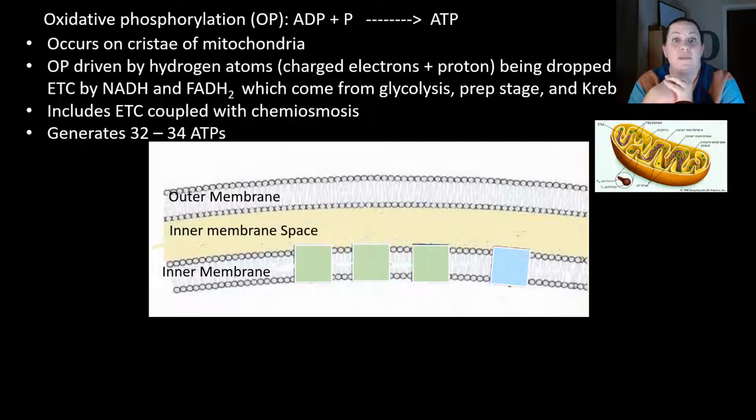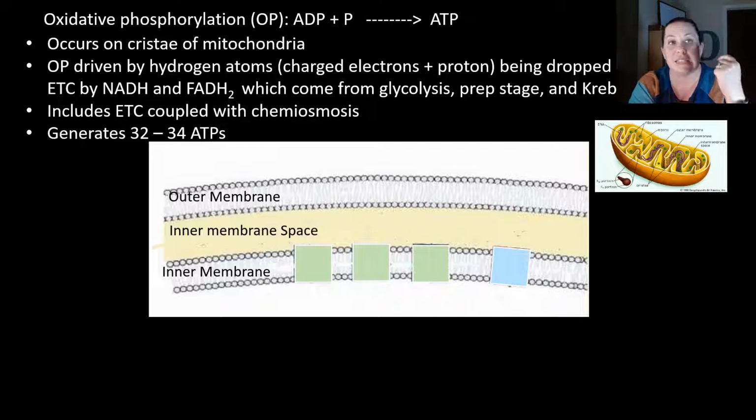Another type of phosphorylation that's present is called oxidative phosphorylation, or OP. This is again the same process of adding a phosphate to ADP in order to create ATP. But guys, this occurs specifically in the cristae of the mitochondria, in those folds of the mitochondria. This type of phosphorylation is driven by hydrogen atoms. These hydrogen atoms are charged electrons in a proton, and they are being dropped off to the electron transport chain.